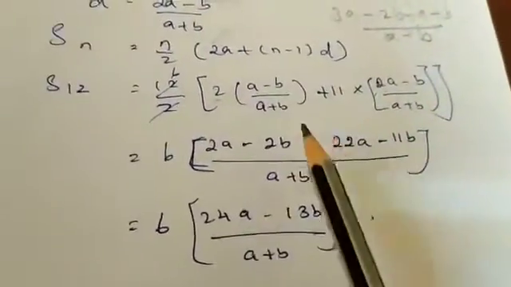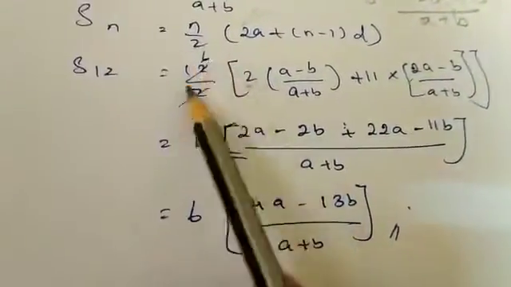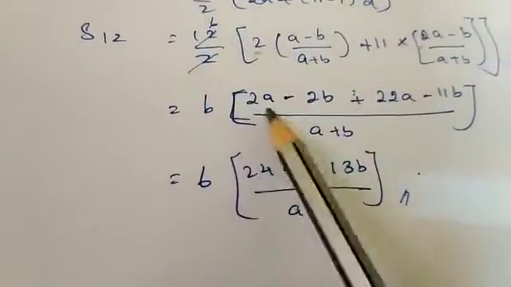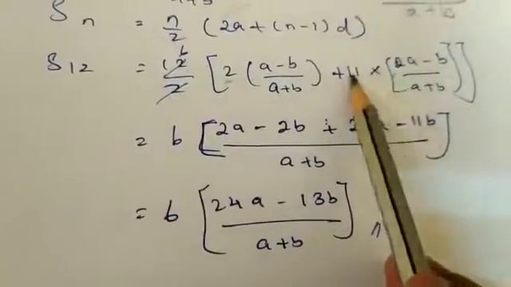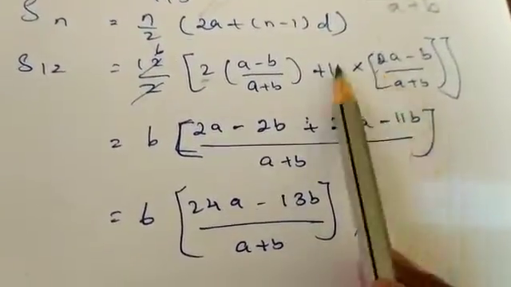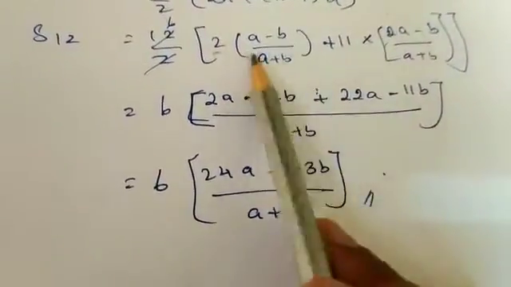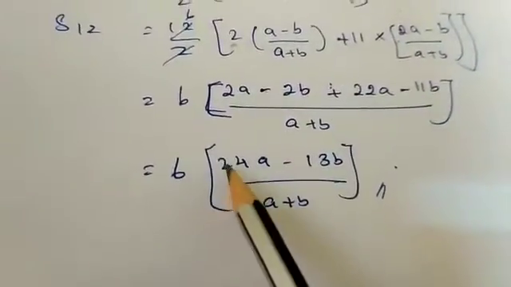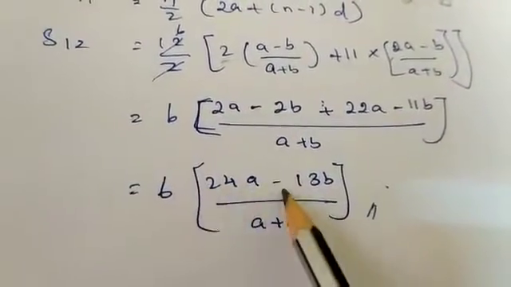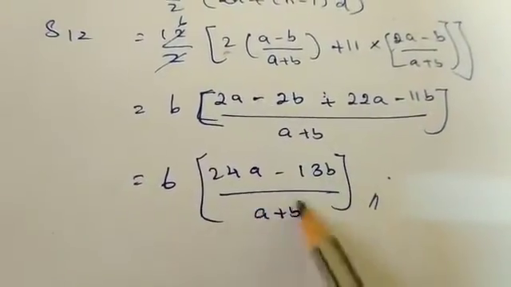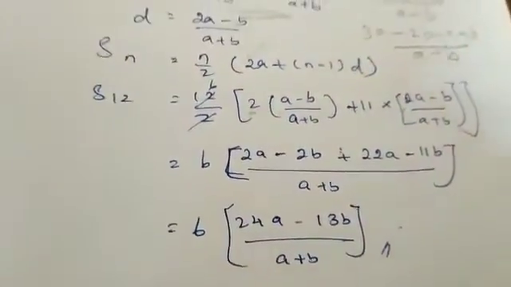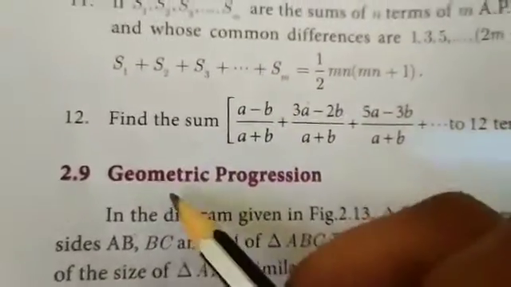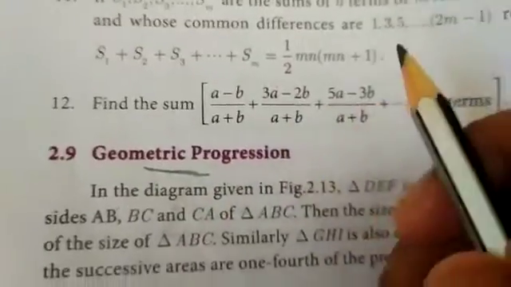Now we have found it. So when we calculate, 6 will be coming, and 2 into, I am multiplying 2 inside, that is 2a minus 2b plus 11 into 2a is 22a minus 11b by a plus b. Everything has a plus b as common, so you can put it as it is. So 6 into, when we calculate this, 24a minus 13b by a plus b, and that's all. This is your answer. I already told you that you will learn more about geometric progression in the next topics.